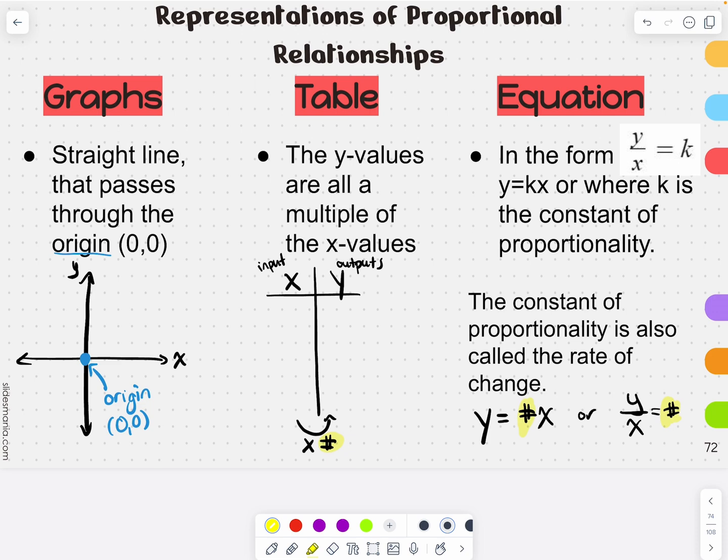Okay. But proportional from a graph goes through the origin. On a table of values, your y values can all be calculated by taking the x and multiplying it by the same number. In an equation, it's y equals just a number times x, or if you take y and divide by x, you get the constant number.